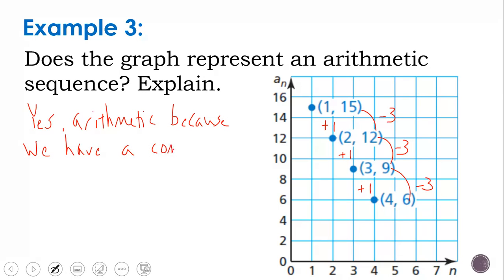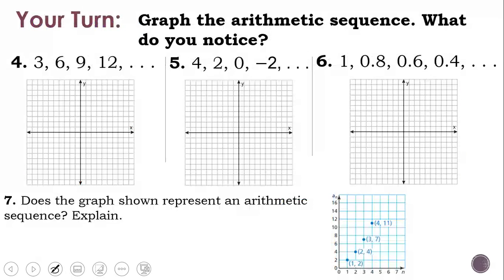And it's a good idea to write down this graph as well as the explanation as to why it is an arithmetic sequence. We'll look at these examples in class.